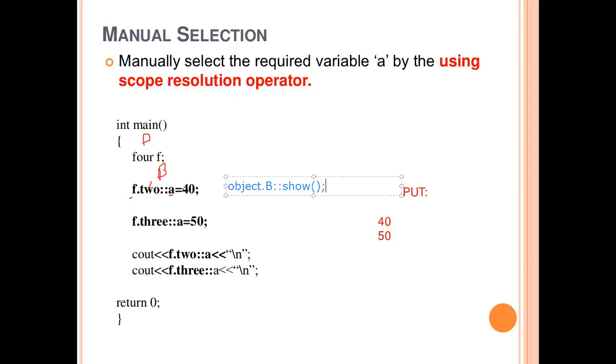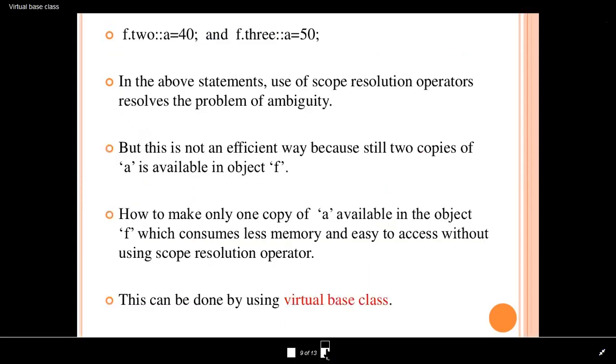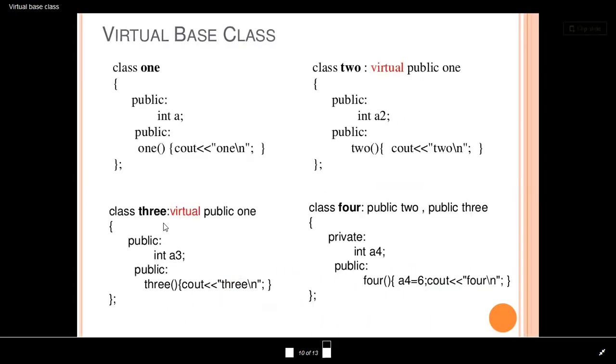In this way the compiler will understand that for this object it will go to the class B and then call the show function. For the variable it's almost the same: for this object I will go to class B and call the variable X. So even if we have multiple variables or multiple functions, we can write like this and it will solve the problem. This is called manual selection. Now let's go for the next one.